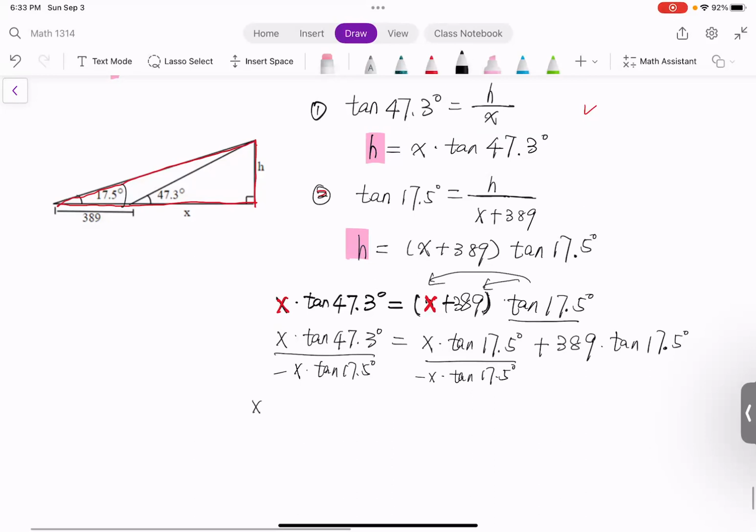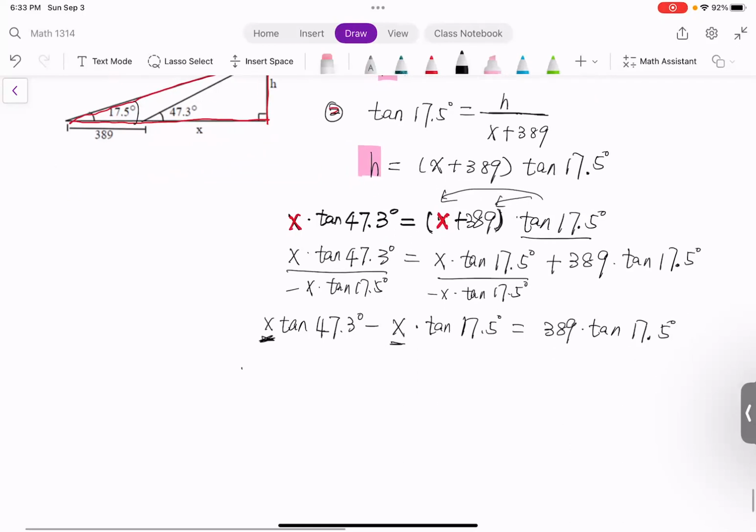So I'm having x times tangent 47.3 degrees minus x times tangent 17.5 degrees equals 389 times tangent 17.5 degrees. Then I can factor out the GCF x because these two terms both have x. So factor out the x: x times tangent 47.3 degrees minus tangent 17.5 degrees equals 389 tangent 17.5.